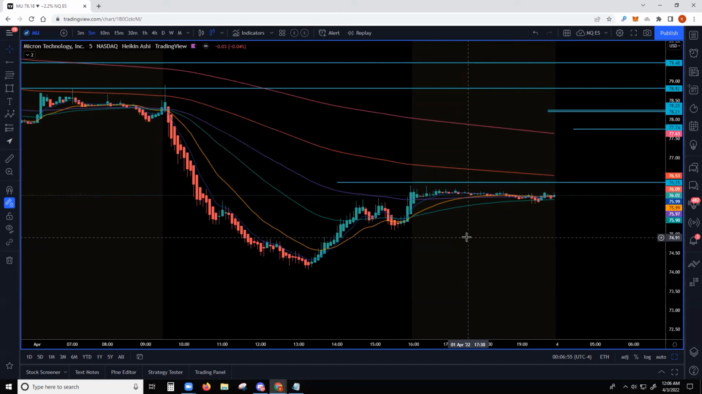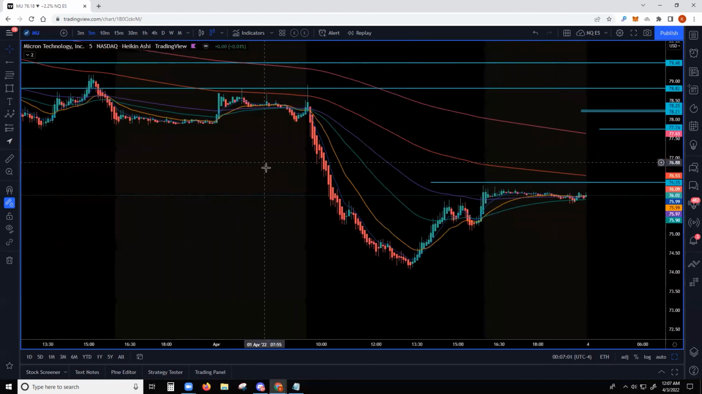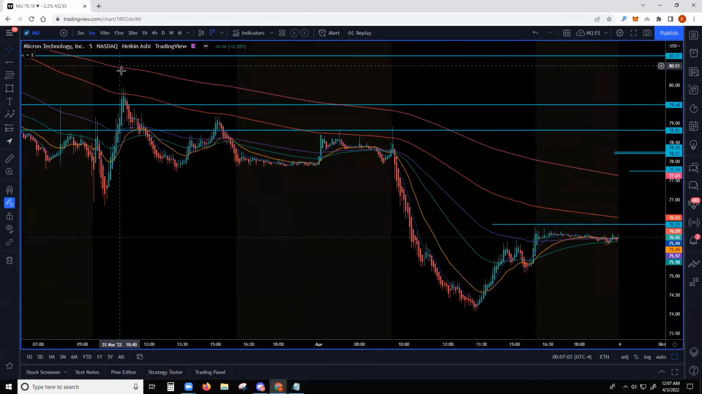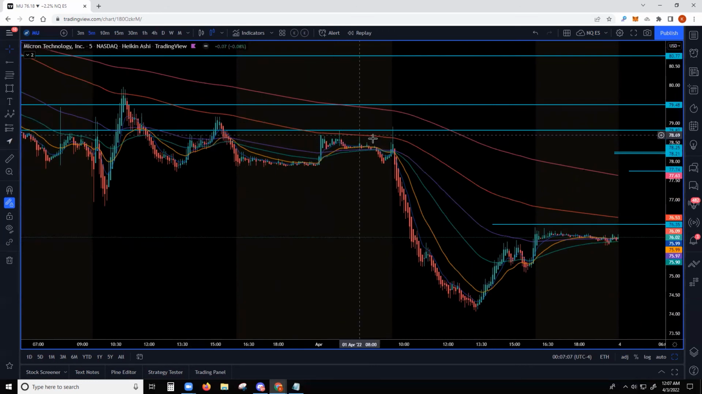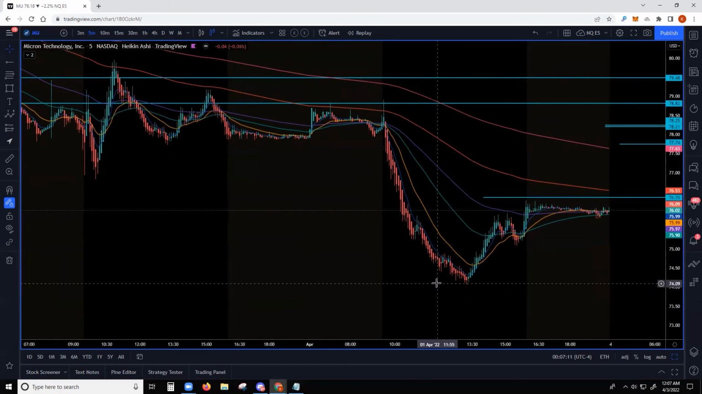Okay. For MU, I see it's rejected off of the, was that the 200 EMA for you? The red? Yes. Red. Yes, on the 5-minute time frame, rejected here, here, here, here. Yeah, it's a lot, but once you start testing this all the time, you just regurgitate everything that I'm saying, and it just comes natural to you.